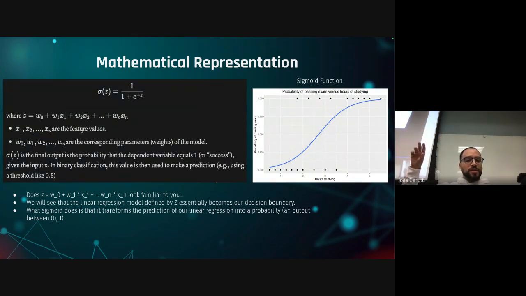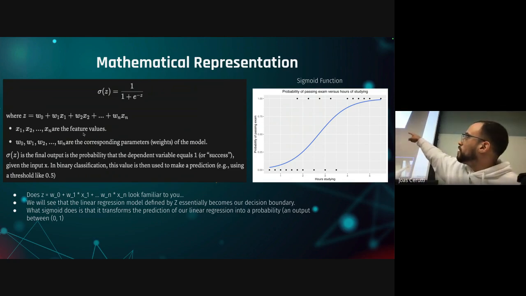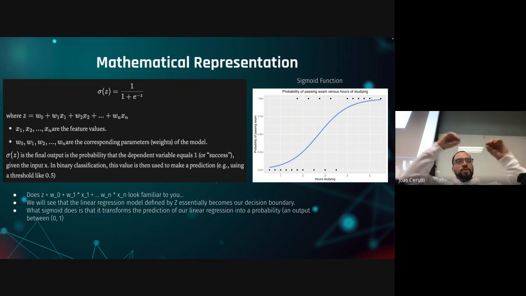Now the sigmoid function has a final output that is the probability that the dependent variable equals 1, or success, given your inputs. This is a perfect example of binary classification. That's why we have that graph. You have some data points at the bottom, and then you have some data points up top. On the x-axis you have your hours studying, and you're trying to decide the probability of the person succeeding, or passing the exam.